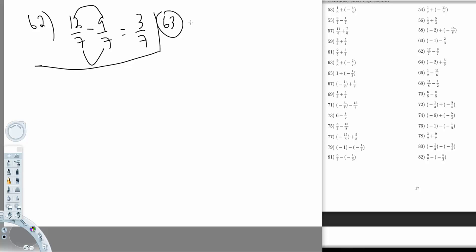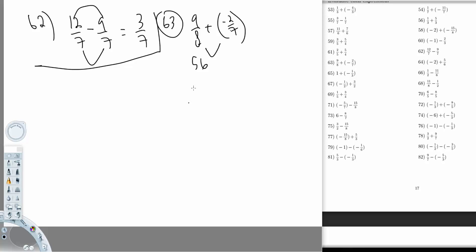63 now. 9 over 8 plus negative 2 over 7. So the first thing we're going to do is find a common denominator. And a good way to do this, a little trick, is I do 8 times 7, 56. Well, then pretty good. It's 56. That's certainly going to be a common denominator.